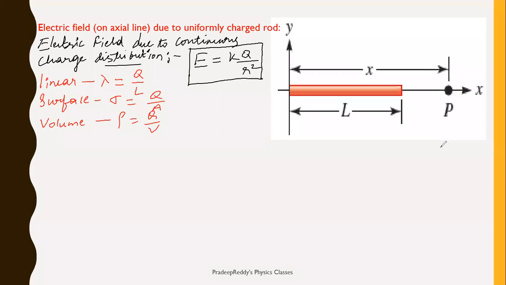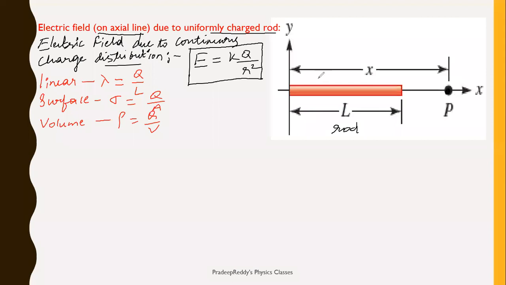Now, as a part of that, we are learning about electric field on the axial line. Remember that it is on the axial line due to a uniformly charged rod. This is a rod. Because of this uniformly charged rod, you are supposed to find the electric field at point P. This is the axial line, the line which passes horizontally through that particular rod. Now I want to find the electric field at this point.